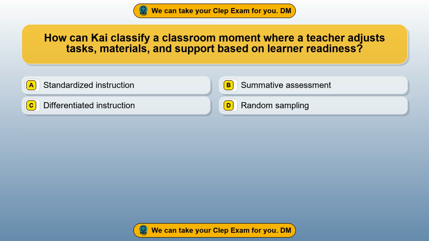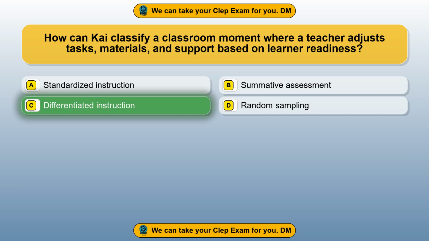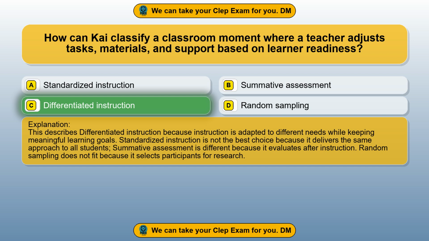Question 50. How can Kai classify a classroom moment where a teacher adjusts tasks, materials, and support based on learner readiness? Option A, standardized instruction. Option B, summative assessment. Option C, differentiated instruction. Option D, random sampling. The correct answer is option C. Differentiated instruction. This describes differentiated instruction because instruction is adapted to different needs while keeping meaningful learning goals.